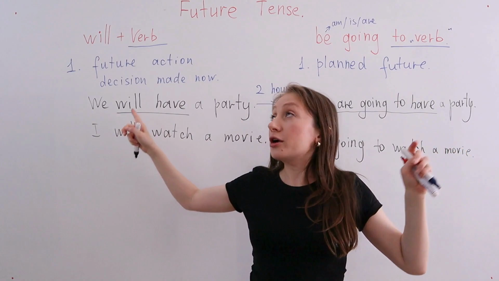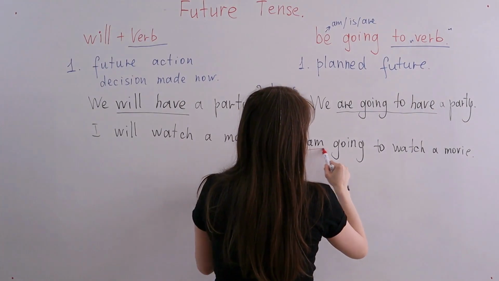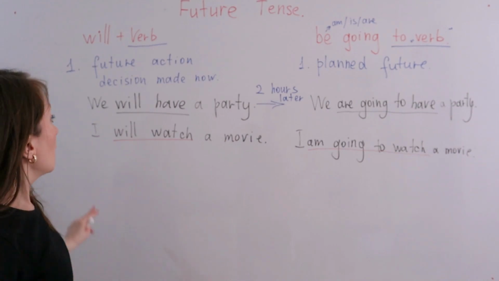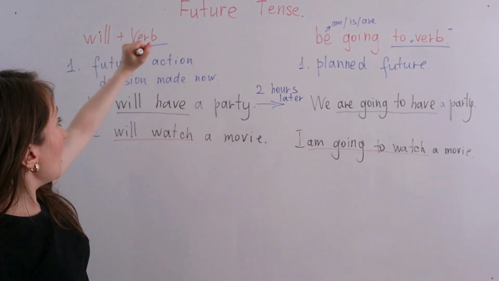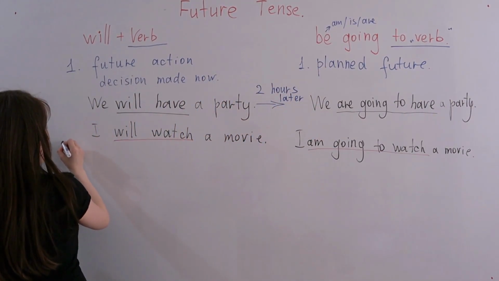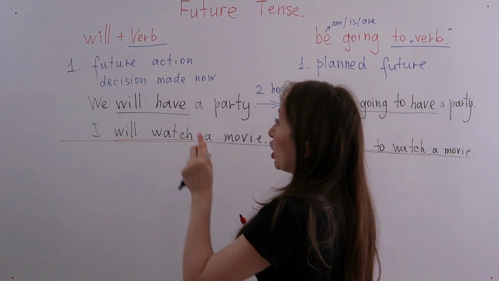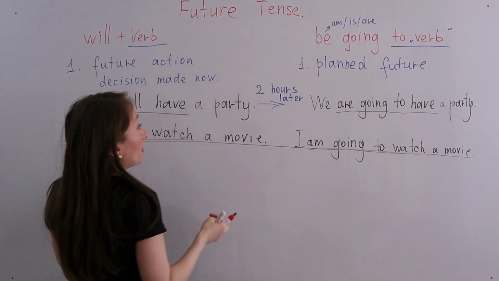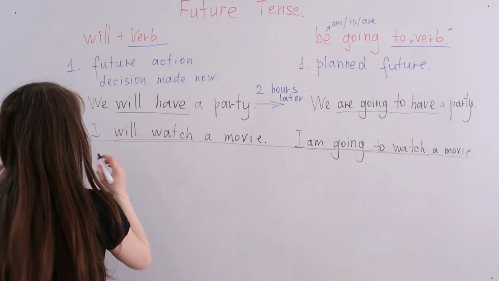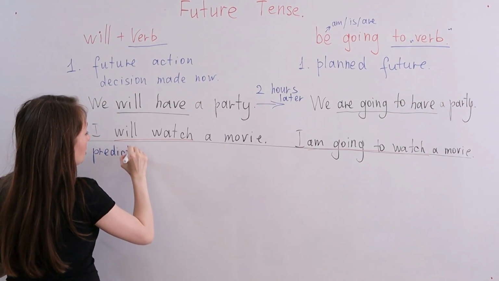And both of them are about the future. So it's super easy, right? I'm going to watch. I will watch. So this is a decision made now or just a future action. This is planned future. One more case with these constructions is the following. We have number one. Now I will give you one more case. So number 2, we call it predictions.